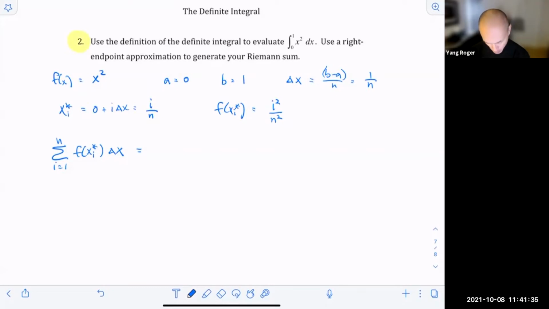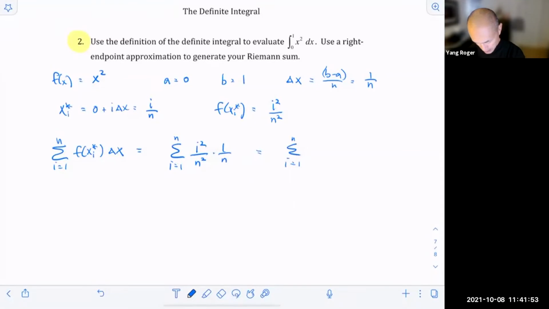So when we fill this out, we're going to get the summation as i goes from 1 to n. We're going to get i squared over n squared times 1 over n. That's equal to the summation as i goes from 1 to n of i squared over n cubed, and you could really factor out the 1 over n cubed. So you end up like this. This should be example 1. This shouldn't be classwork 1. This shouldn't be classwork 2. This is way easier than the first one, right?